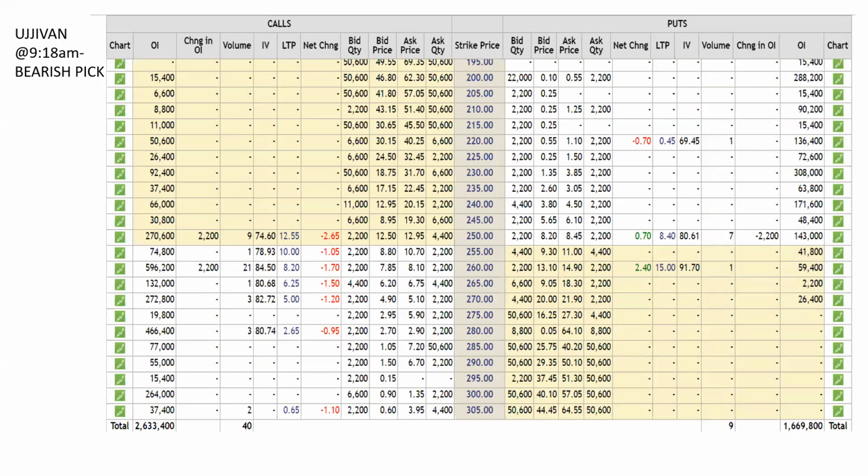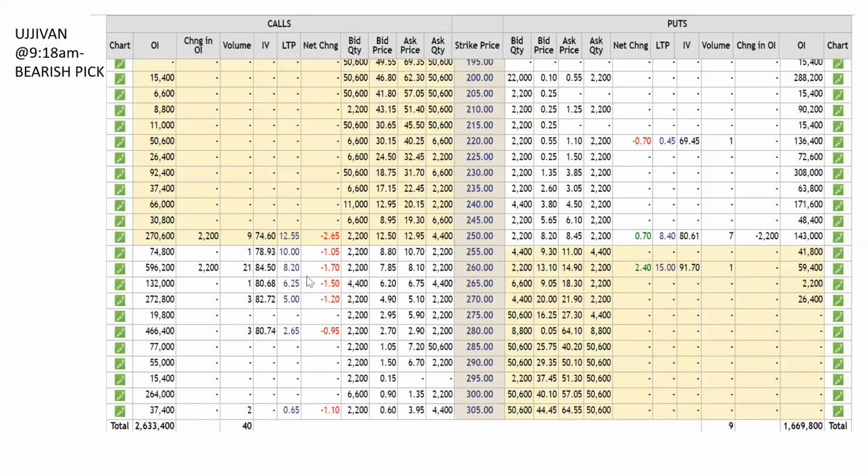Correct. So for Ujjivan, what I knew is I would have resistance at 260, and my support at 230. And Ujjivan was quoting at around 250 plus at that time, roughly around 250 to 253. That means my upside is very limited and my downside is very open, and we have this as a bearish pick. So this is a very ideal situation where you can go straight away short with this. So this is the scenario for the bearish pick.